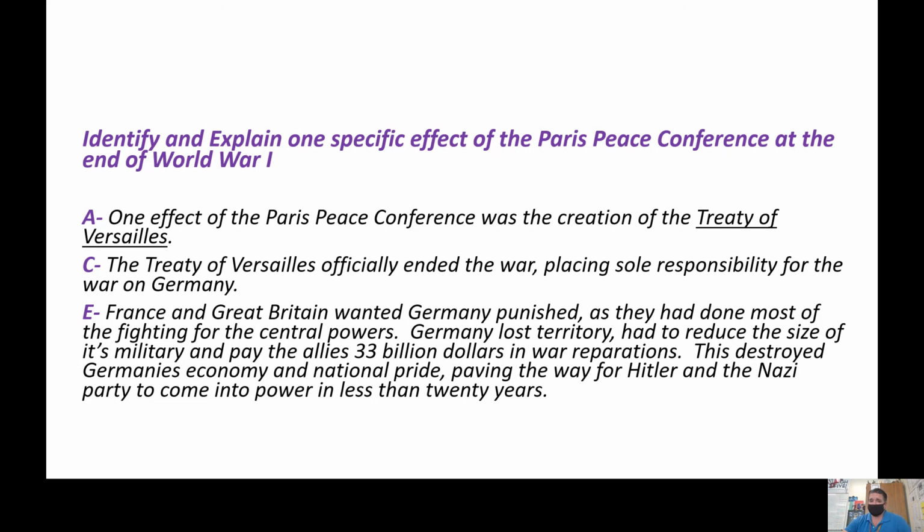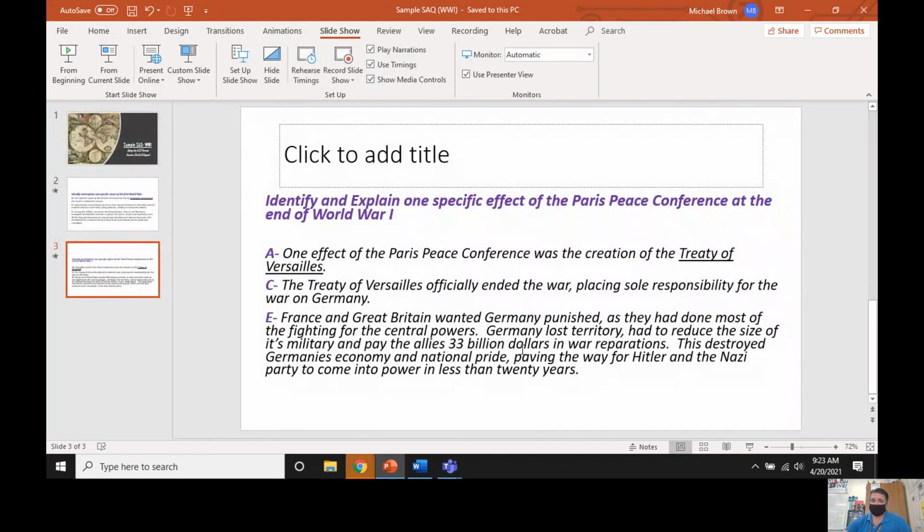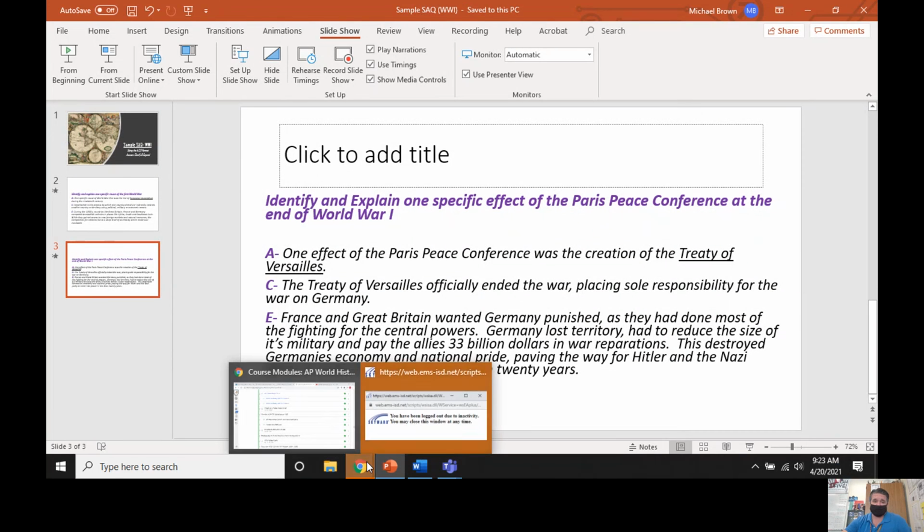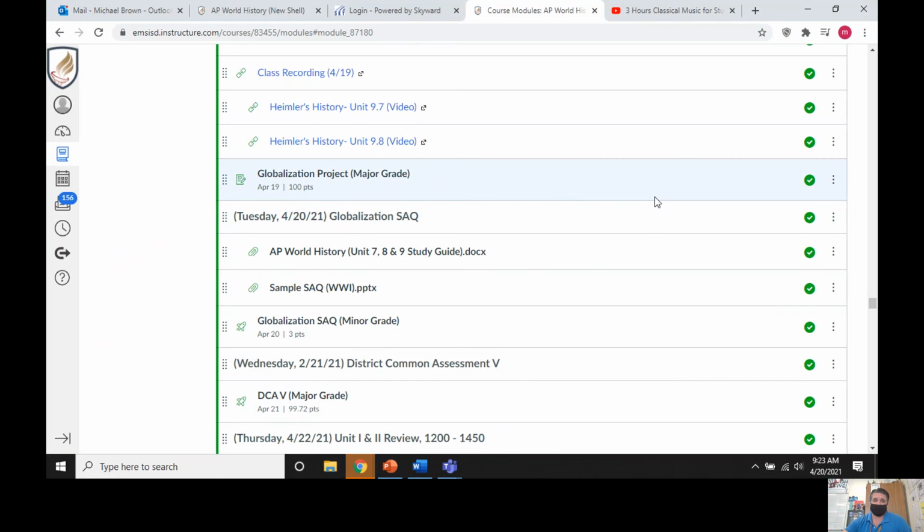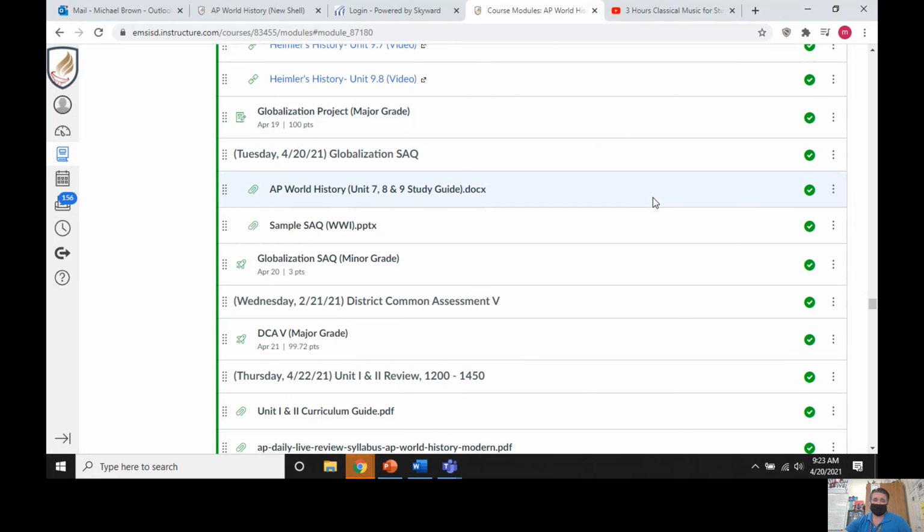Again, this is not the most eloquent. Some of you write better than that right now, but that kind of fits the criteria. That's the sort of thing you need to be able to do. So, pretty straightforward. I will tell you the globalization one is pretty broad. Be as specific as you can.